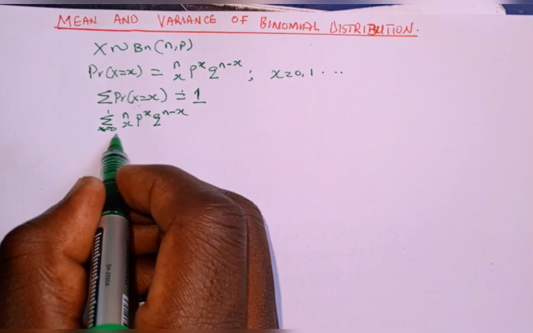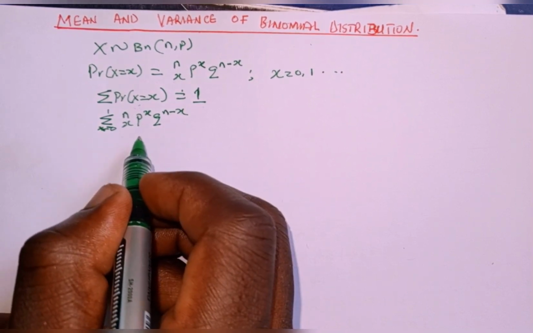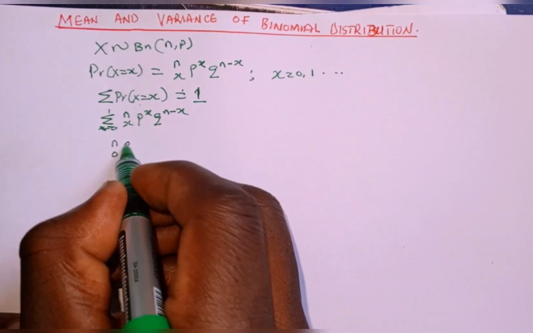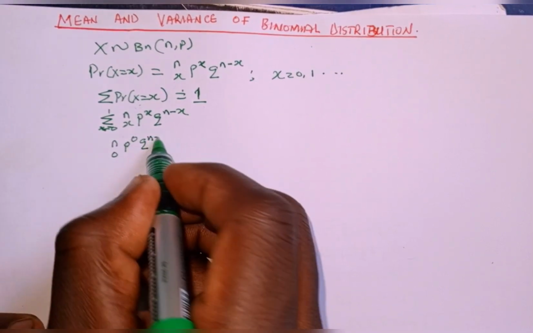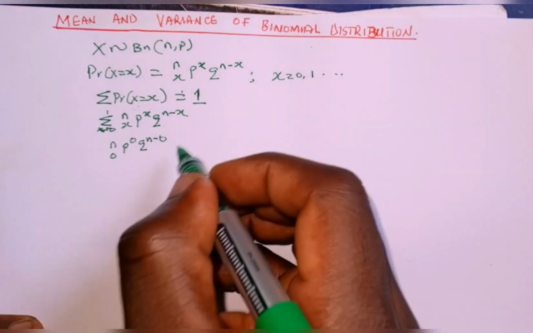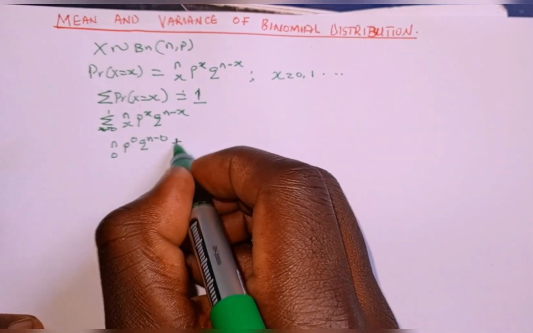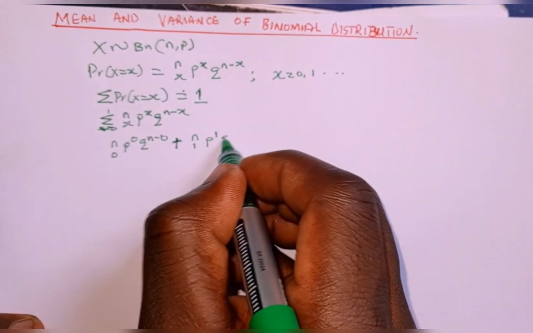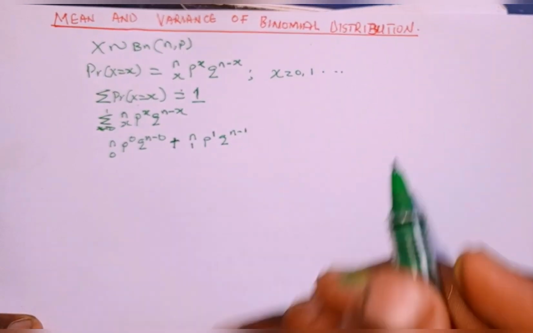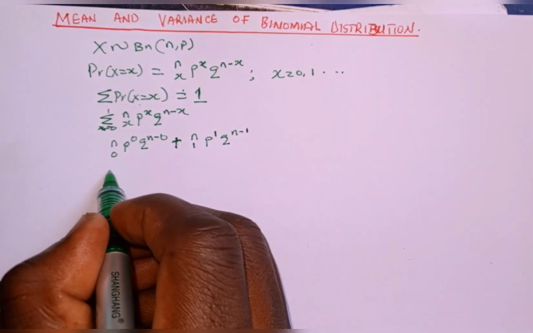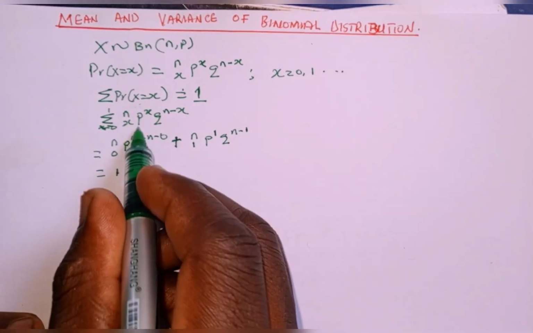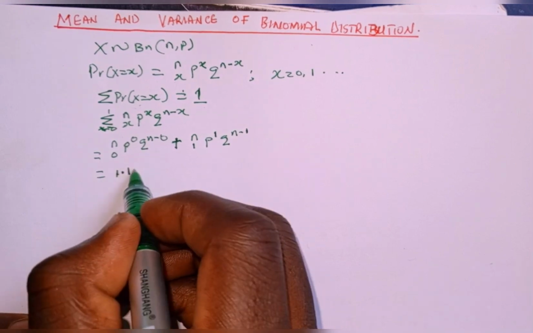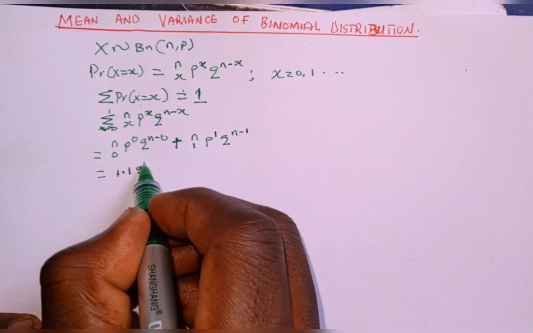So anywhere we see x, we are going to replace with 0, then plus anywhere we see x, we replace with 1. So at first, n combination 0, then p raised to the power of 0, q raised to the power of n minus 0. We just replace x as 0. Then plus, at x is equal to 1, n combination 1, p raised to the power of 1, q raised to the power of n minus 1. So n combination 0 is the same as 1. Then p raised to the power of 0, you know any number raised to the power of 0 is the same as 1. Then q raised to the power of n minus 0 is q to the n.